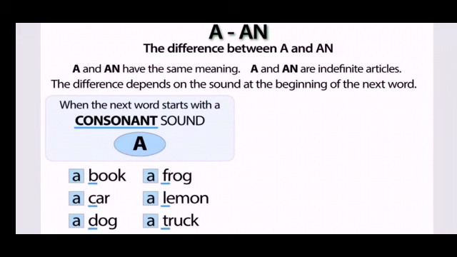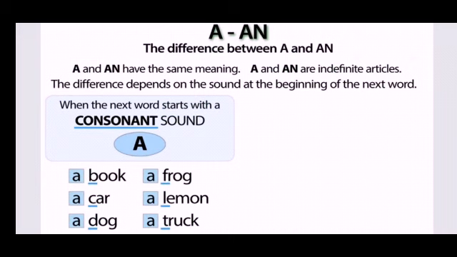See here. Book. What consonant do we have in the starting? B. In car? C. Dog? D. Frog? F. Lemon? L. Truck? T. So we use a before the consonant sound. Did you get the idea about consonant sound? Okay.